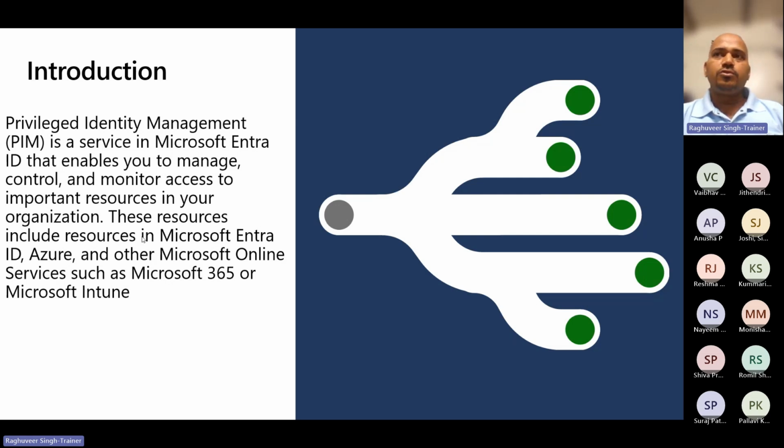These resources include resources in Microsoft Entra ID. Now they are defining the resource. So resource doesn't always mean a virtual machine, storage account, or virtual network. It also means resources in Microsoft Entra ID, in Azure subscription, and other Microsoft online services, such as Microsoft 365 or Microsoft Intune. So that's what a resource basically means. All the capabilities that you will find in Entra, in Azure, and other Microsoft online services will be a resource. That's what privileged identity management is. So it's a method through which you can manage resources.